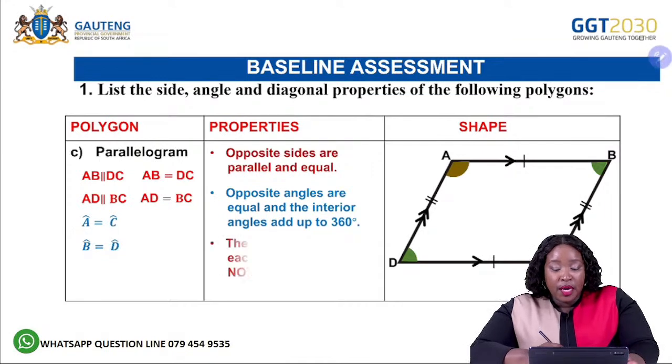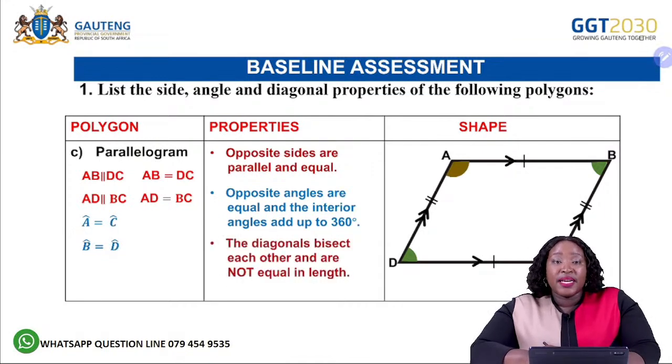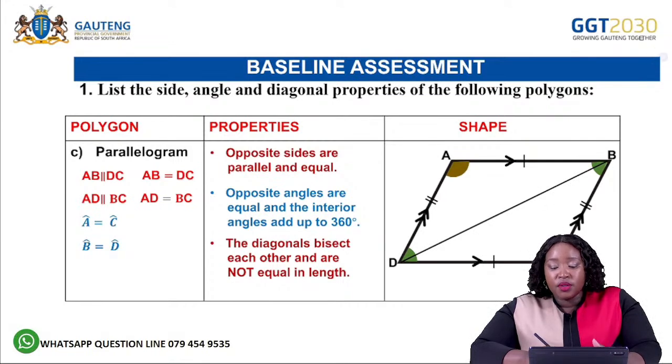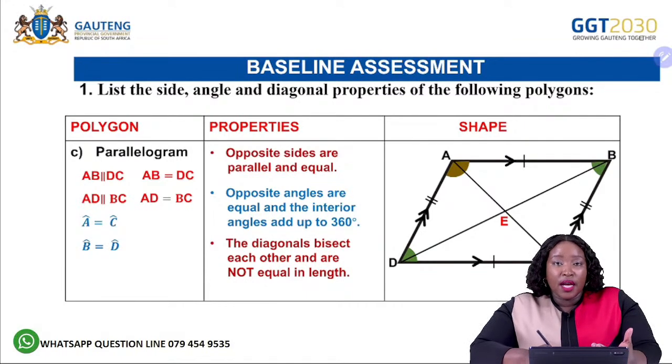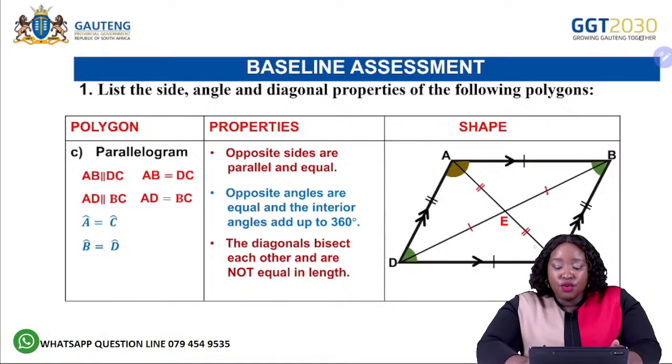Okay? And then the diagonals bisect each other, but they are not equal in length, right? So in this case, AC will bisect BD, right? But we can't just say any of the portions is equal to any other portion. So only DE would be equal to EB and AE would be equal to EC in this case. Right, do you notice the markings are different because now these sides are not all just equal to each other?